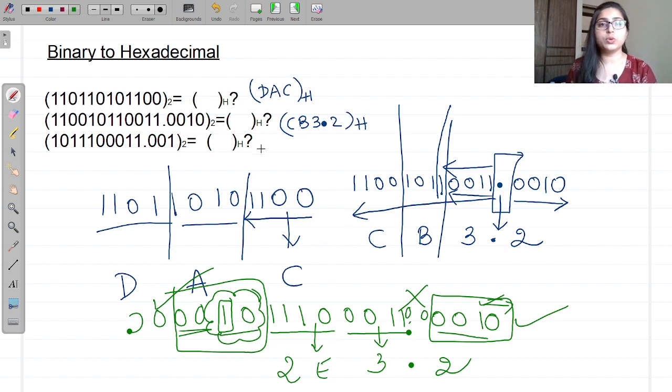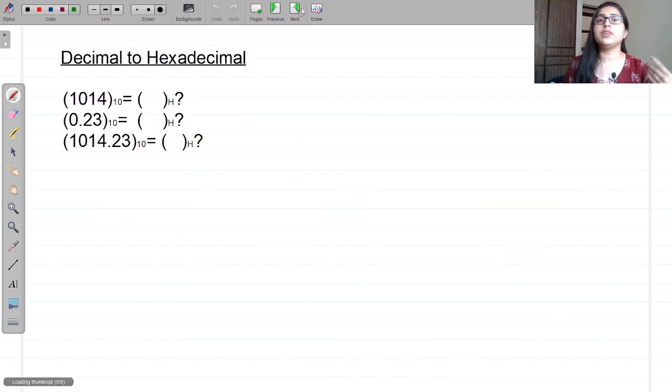So now this is 2E3.2H. So this is binary to hexadecimal. This is also done. So if I give any binary number, you can convert it to hexadecimal. If I give any hexadecimal to you, you will now be comfortable in converting hexadecimal to binary. Right? So likewise, we will go for the next one, that is decimal to hexadecimal.